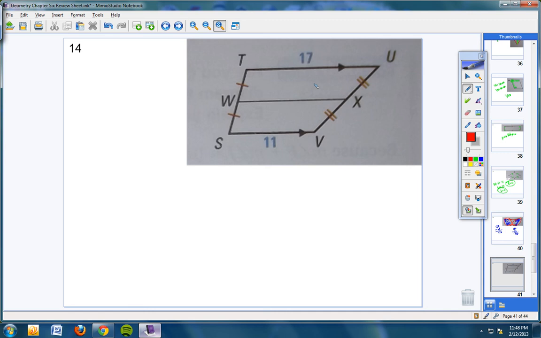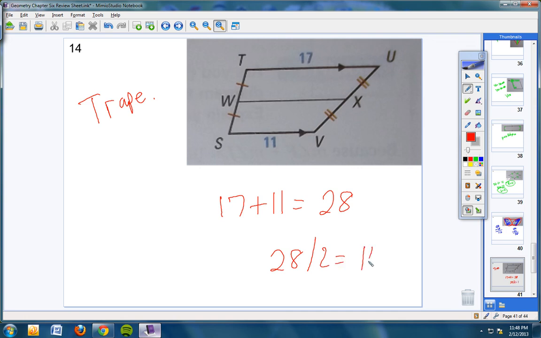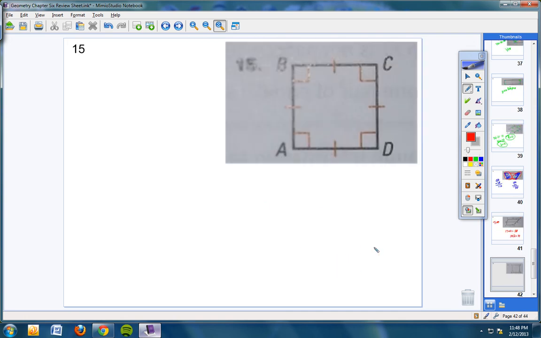All right, moving on to number 14, an isosceles trapezoid. We're going to find, excuse me, I apologize, not an isosceles trapezoid. That's wrong. I'm sorry. Just a trapezoid. And they want us to find the mid-segment. Well, take your 2 parallel sides, add them together, and divide by 2. 28 divided by 2 equals 14. All right, moving on to number 15.